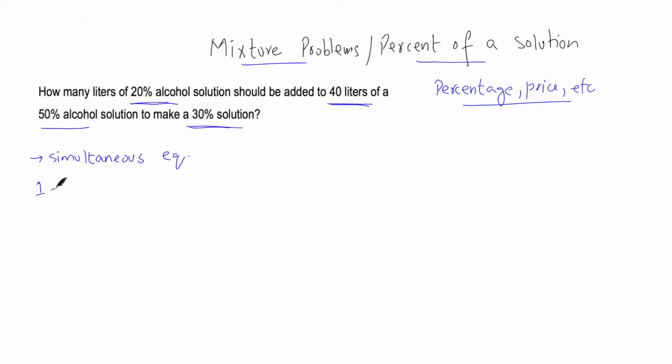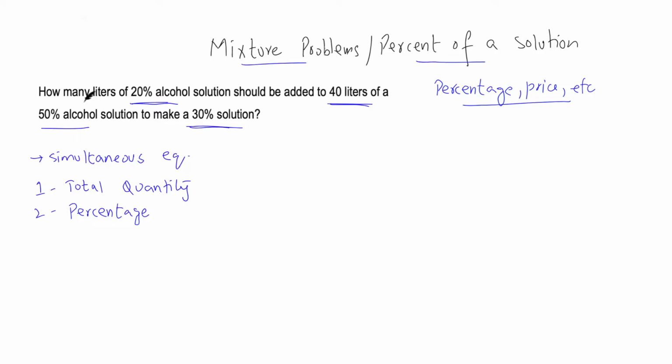The first equation will be of the total quantity that we have. Just remember these things. The first equation will be of total quantity. The second equation will be of percentage. Let me show you what I'm talking about.